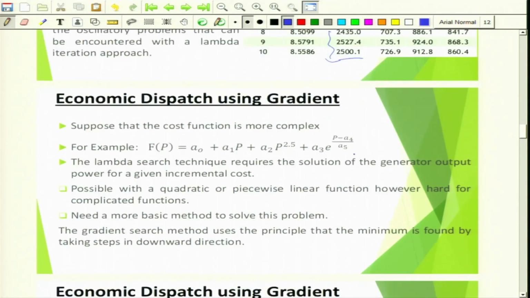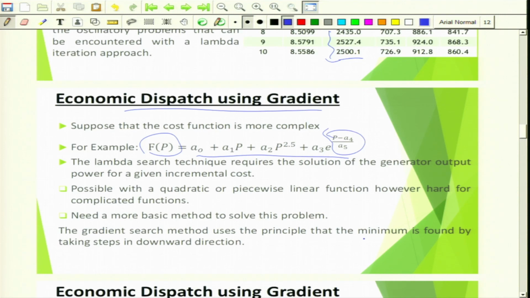Now the next approach is economic dispatch using the gradient method. Let's say if the polynomial has whole number degrees, as in the earlier case, then you can follow the lambda iteration method, that is fine. But let's say the fuel cost characteristic of a specific generator has decimal degrees, or a fractional power, and an even more complicated polynomial expression.